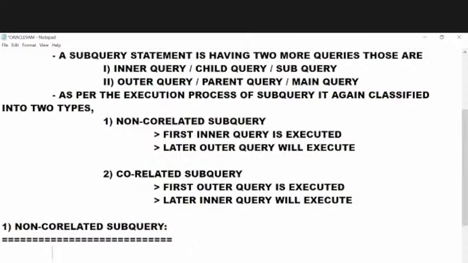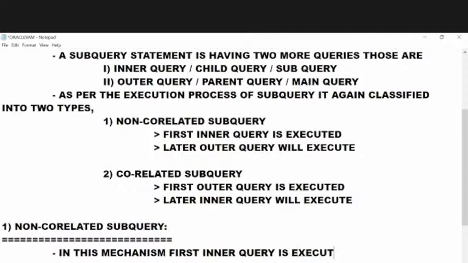Now, in this mechanism, first the inner query is executed, and later the outer query will execute.